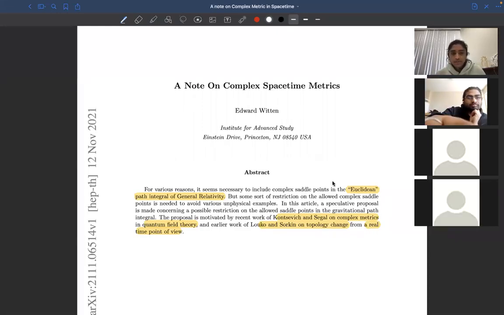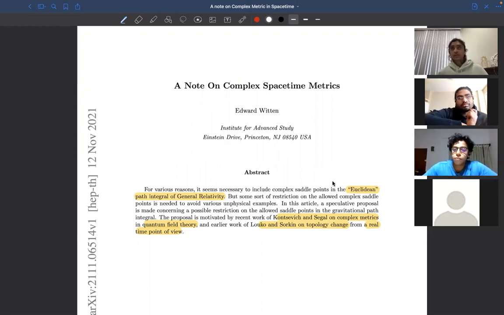Yeah, so this was from a talk that Witten gave around 3, 4 months back at Berkeley, and then he also put up this article November 12th. This has to deal with the Euclidean path integral in GR.